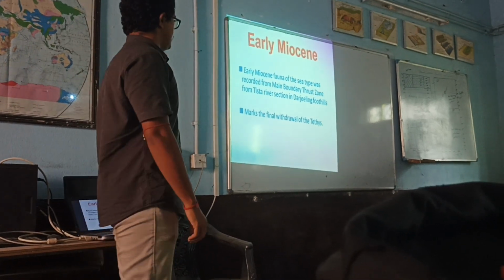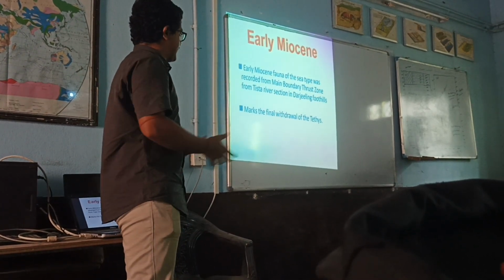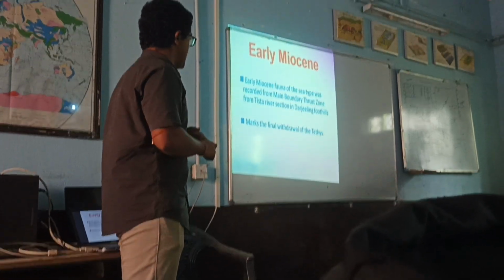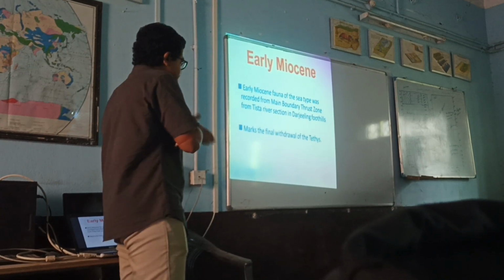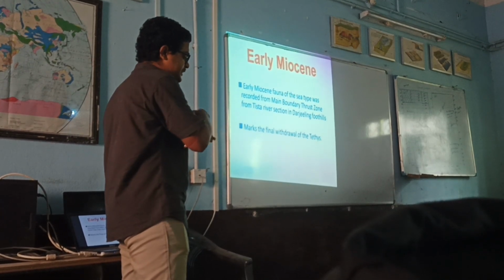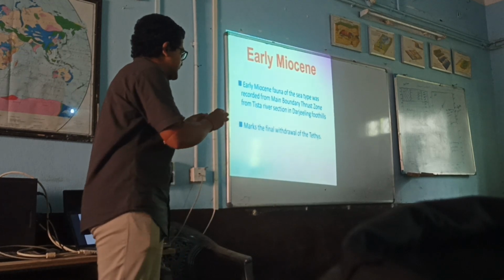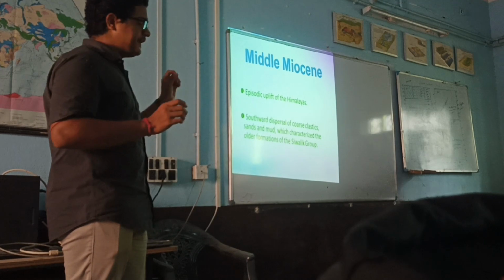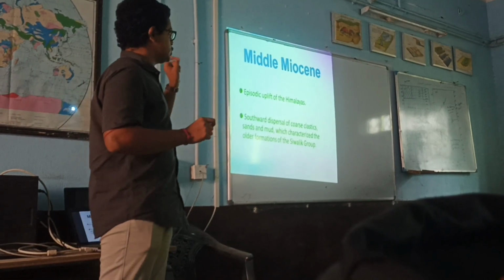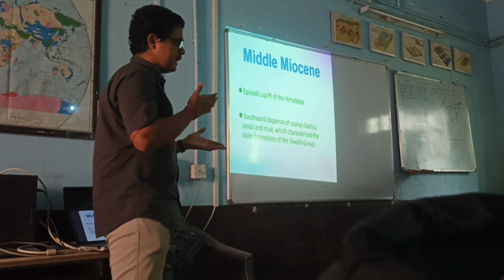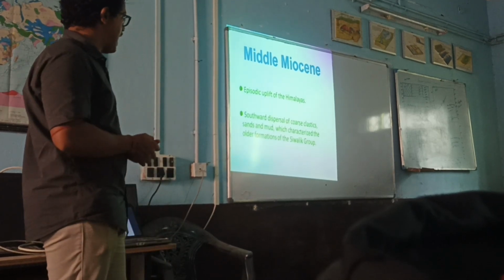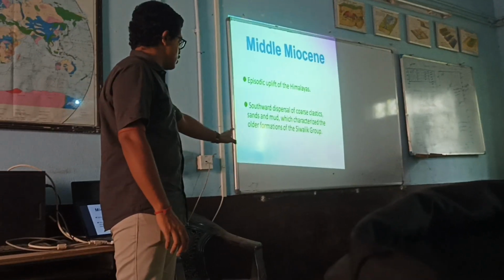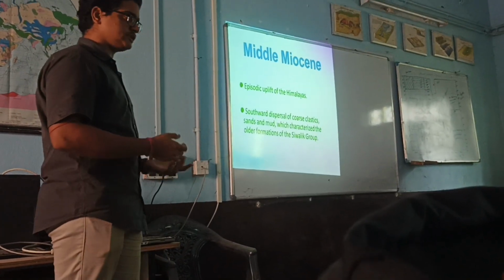In the early Miocene, we get a fauna of the sea type, which was recorded mainly in the Darjeeling foothills along the Tista river section. From the Miocene we enter the Neogene period, and that is the time when the sea was completely withdrawn. In the middle Miocene, the episodic uplift of the Himalayas took place. The Himalaya rose to great heights, and it also led to the southward dispersal of coarse clastics, sands and mud, which characterized the older formations of the Cenozoic period.